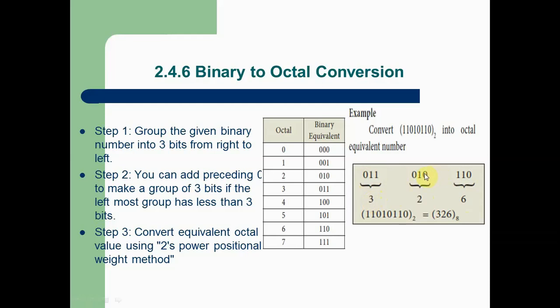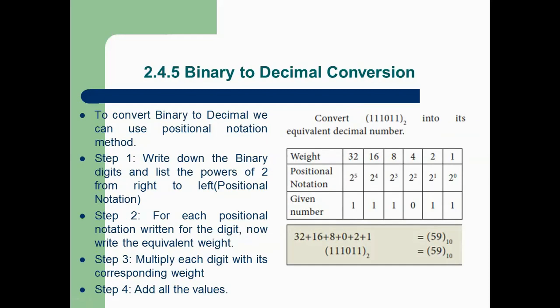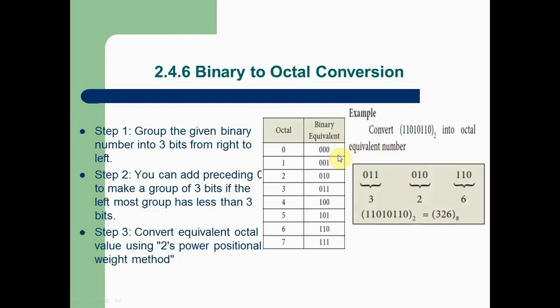In the same method, there is a 0, so we can eliminate this 0. The second positional value is 2 power 1, so 2 power 1 into 1 is 2. In this method, each and every binary group should be converted into decimal. Each decimal number should be arranged from left to right, and we write the octal number. So this is the simple method for converting binary to octal.